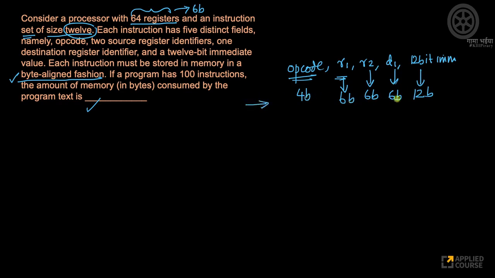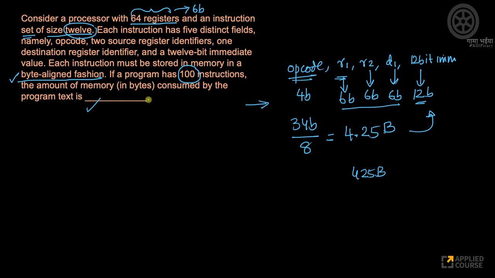4 plus 18, so this 18 plus 12, right? 18 plus 12 is 30, right? 34, right? 34 bits is the size of each instruction, right? So 34 bits, if I divide it by 8, I get bytes. So 8 4s are 32, 2 by 8, so 4.25 bytes is what I have, right? Per instruction. Now I have 100 instructions, which means I can store this in 425 bytes. Very simple question, right? So we have 425 bytes here, right?